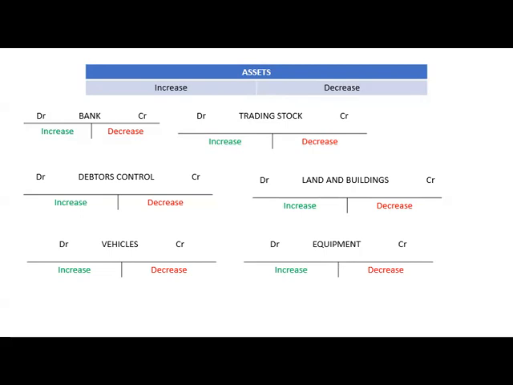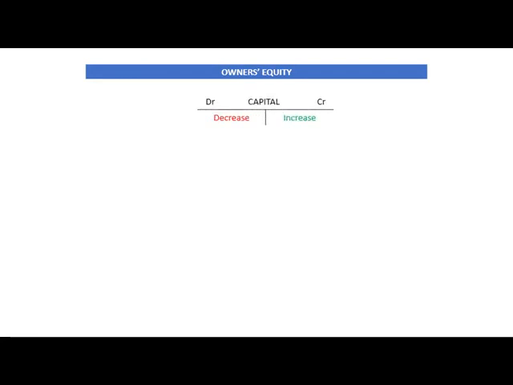The reason why I say get rid is because it's not always selling. Sometimes it is taken by the owner for personal use. Then we've got owner's equity, and under owner's equity, we have SIDE. C is for capital. Capital goes up on the credit side. This is when the owner contributes money into the business.